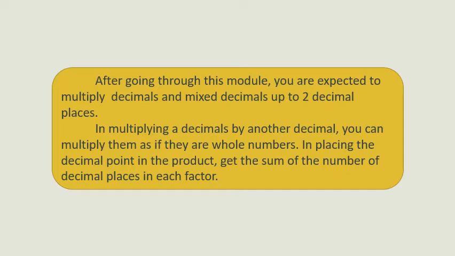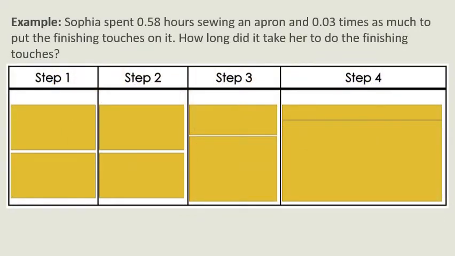In multiplying a decimal by another decimal, you can multiply them as if they are whole numbers. In placing the decimal point in the product, get the sum of the number of decimal places in each factor. So paano po iyon? For example, Sophia spent 58 hundredths hours sewing an apron and 300 times as much to put the finishing touches on it. How long did it take her to do the finishing touches?